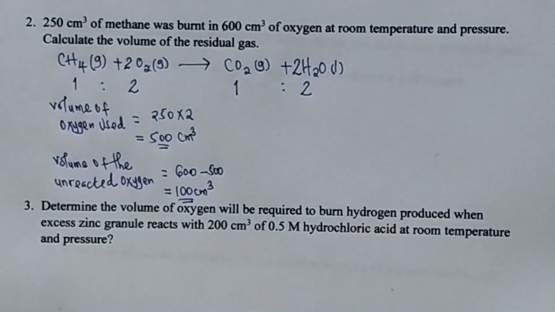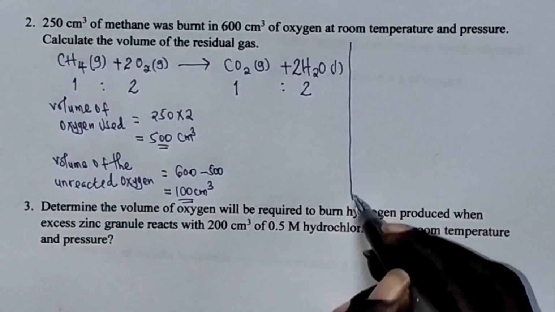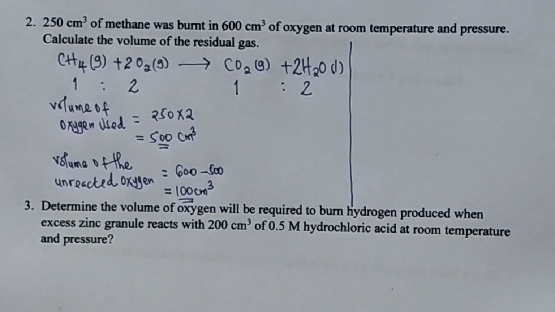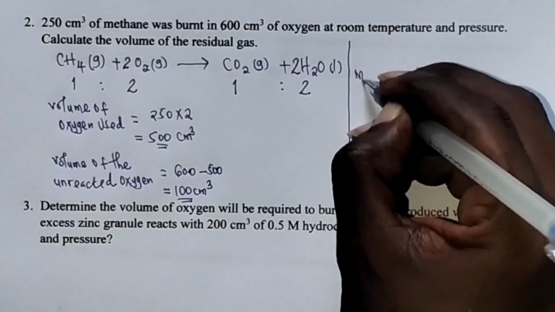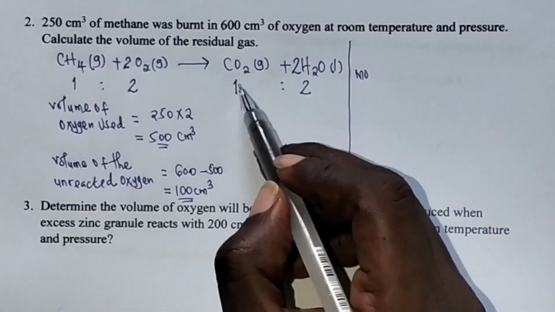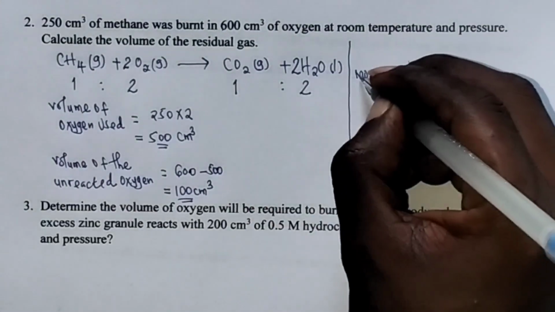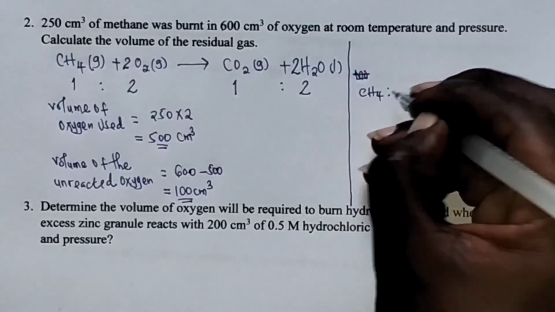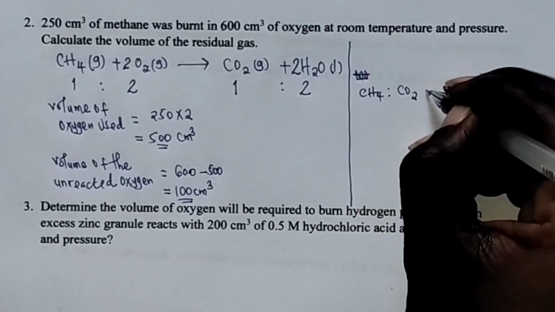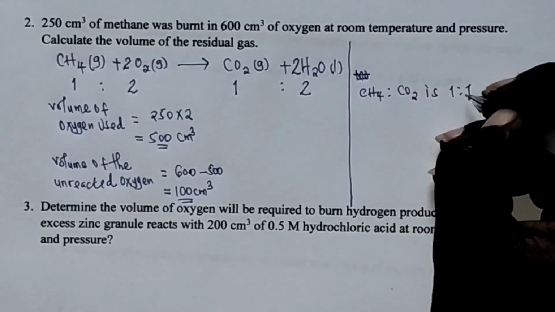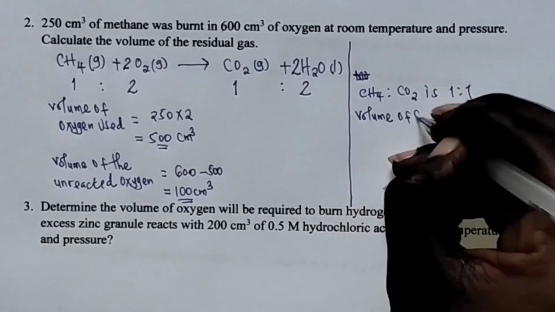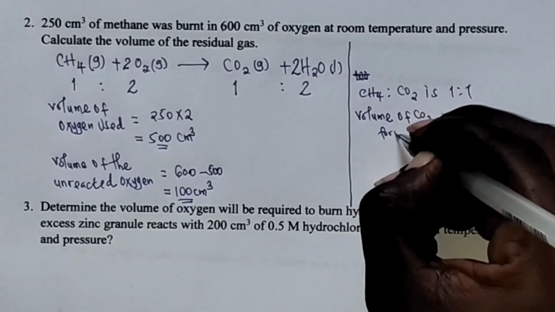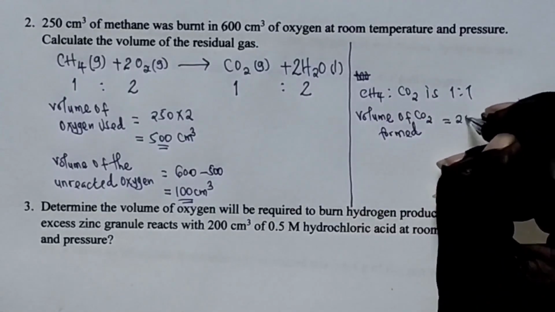So next, on the product side, we have carbon dioxide being the gaseous product. So the mole ratio between methane and carbon dioxide is 1:1. So that means the volume of carbon dioxide formed is equal to 250 centimeter cube.